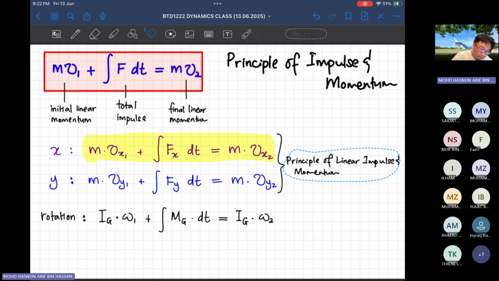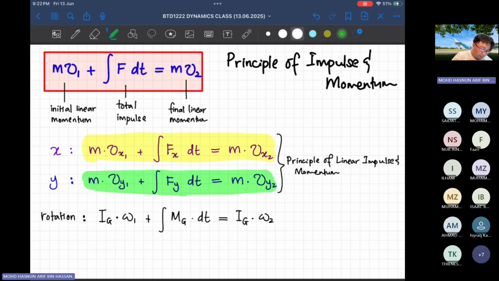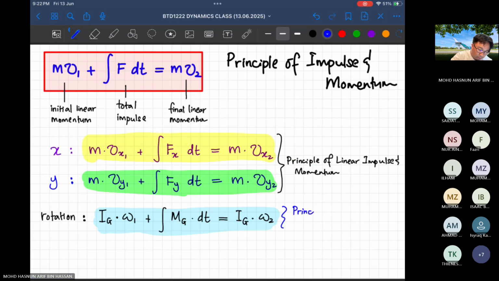So let's bring this to the center. The second one is the principle of linear impulse and momentum in the y-axis. And the last one is the principle of angular impulse and momentum. So this one is angular. All right, this is basically what we have so far.